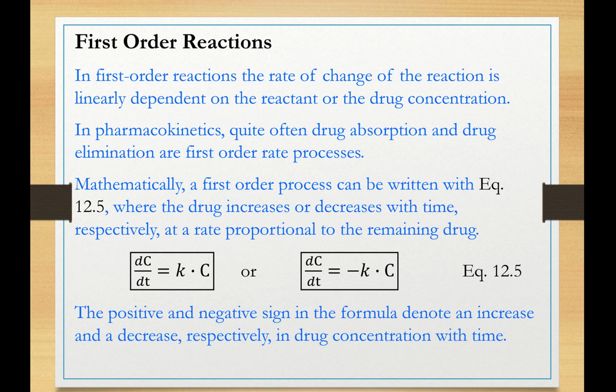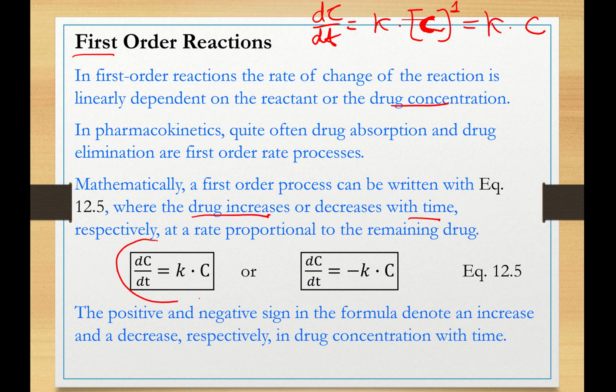Now, if I am to describe a first order reaction using the differential rate law, I would write it as dC/dt is equal to K times the concentration of reactants raised to the order of reaction. In this case, since I have a first order reaction, that would be equal to 1. Reactants in our case would be drug concentration, okay? So therefore, dC/dt is equal to K times C, and C is my drug concentration. Now, when the drug concentration increases with time, I will have a positive sign in my equation. When drug concentration decreases with time, I will have a negative sign in my equation.